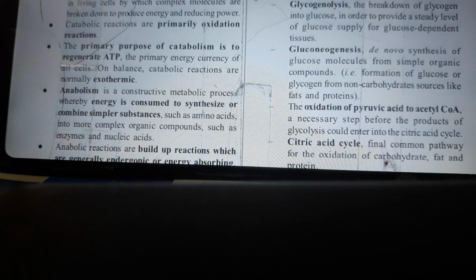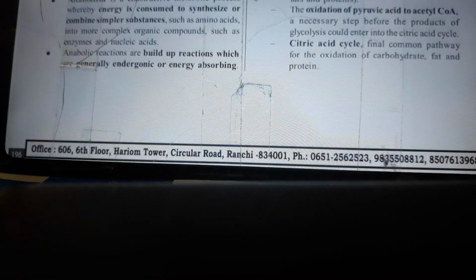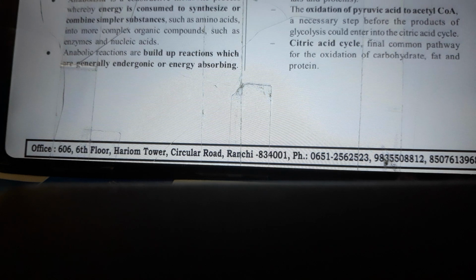Catabolic reactions are primarily oxidation reactions. The primary purpose of catabolism is to regenerate ATP, the primary energy currency of all cells. On balance, catabolic reactions are normally exothermic. Anabolism is a constructive metabolic process whereby energy is consumed to synthesize or combine simpler substances, such as amino acids, into more complex organic compounds, such as enzymes and nucleic acids. Anabolic reactions are build-up reactions, which are generally endergonic or energy-absorbing.